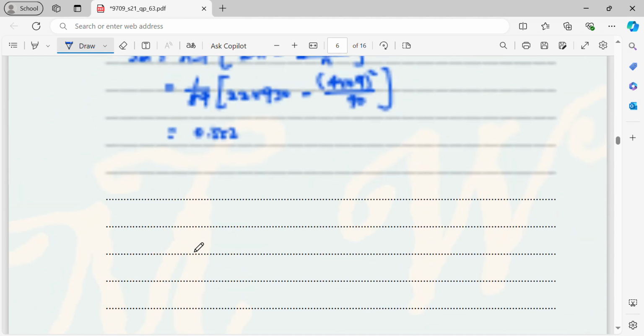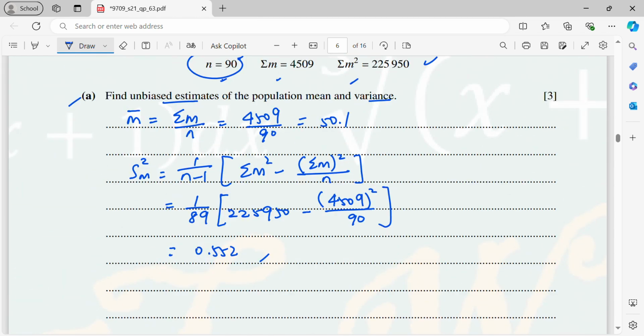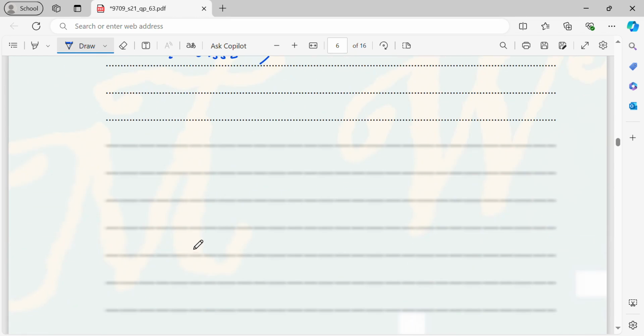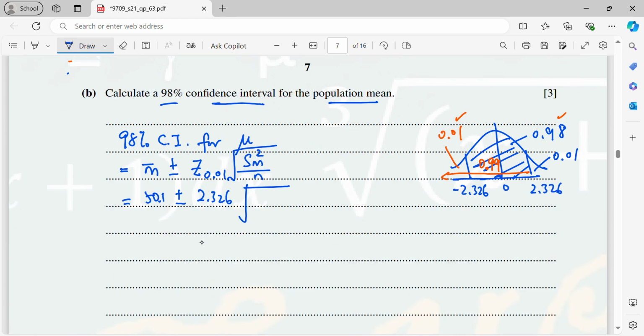then square root of s squared, that is the variance that we have found just now, 0.552. So here I will write 0.552 over the n here is 90. Okay, so when we calculate using the minus over here and round up to 3 significant figures, you will get 49.9. That is our lower limit. And now calculate using the plus, it will be 50.3. So this will be our confidence interval.